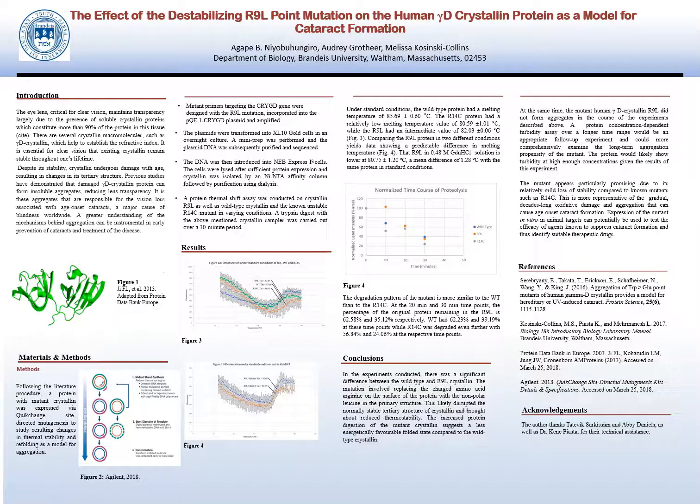Today I'll be presenting on the destabilizing R9L mutation in human gamma D-crystallin, and specifically on its effect on aggregation propensity and stability, as well as how it can serve as a model for human cataract formation.